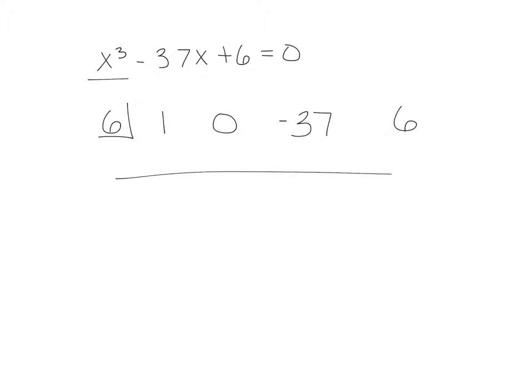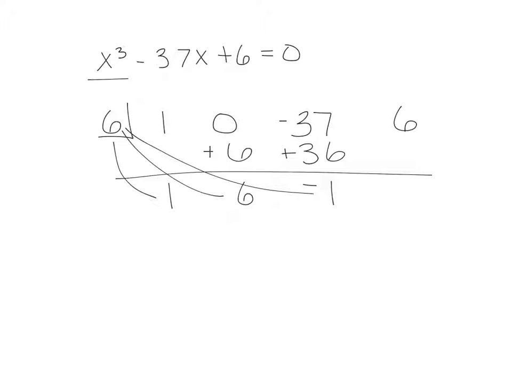So when you do synthetic division, we'll bring down the 1 and then multiply. 6 times 1 is 6, and then you add. So 0 plus 6 is 6, and then you multiply again. 6 times 6 is 36, and then you add. Negative 37 plus 36 is negative 1, and so 6 times negative 1 is negative 6, and then 6 minus 6 is 0.